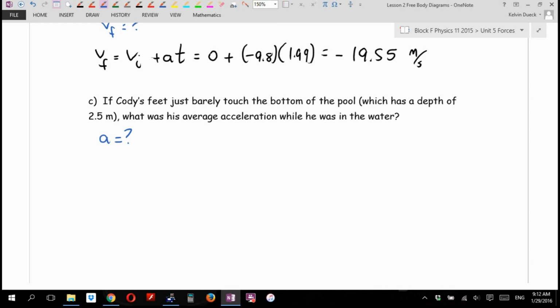A distance. That suggests maybe I want to use the acceleration stuff from the beginning of the year. Okay? How deep is the pool? So what am I going to write for the distance? No. He's going down, isn't he? Okay. What else do I know? I think I know this.